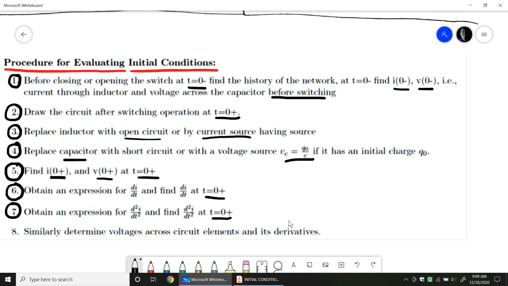Okay, this would be the major procedures that we normally see in evaluating initial conditions. Okay, so now we'll try to look into the problems related to initial conditions.